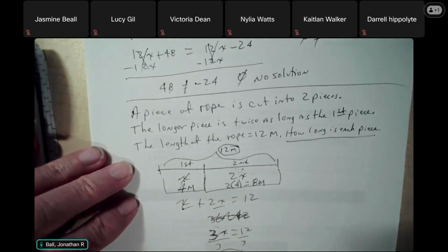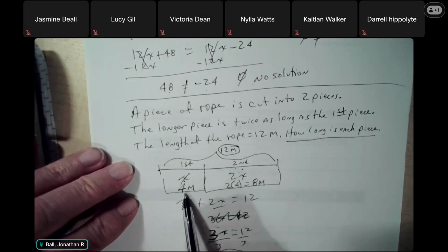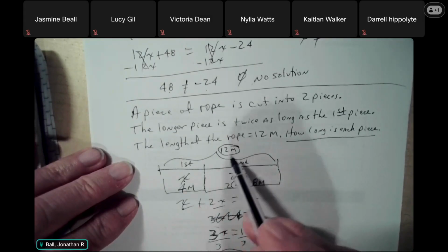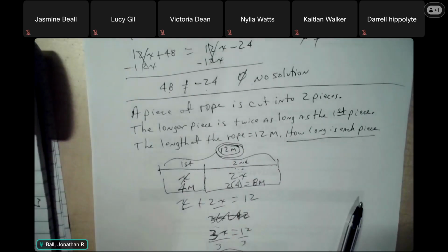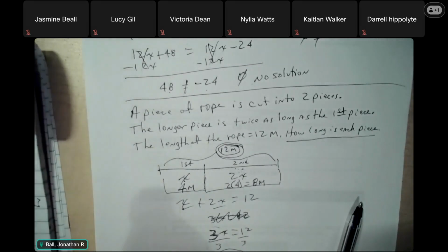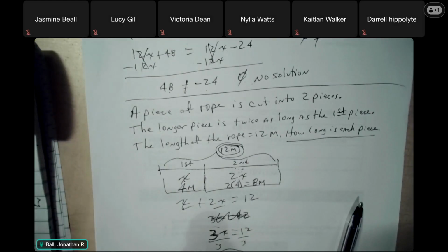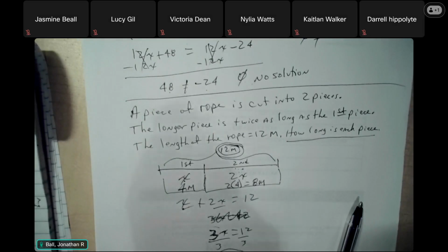Now, what is our acid test here? How do we make sure we're correct? 4 plus 8 is 12. Okay, and these are not real difficult. The secret to doing word problems is go slow. Write it, draw a picture if you have to, and write it out in numbers.